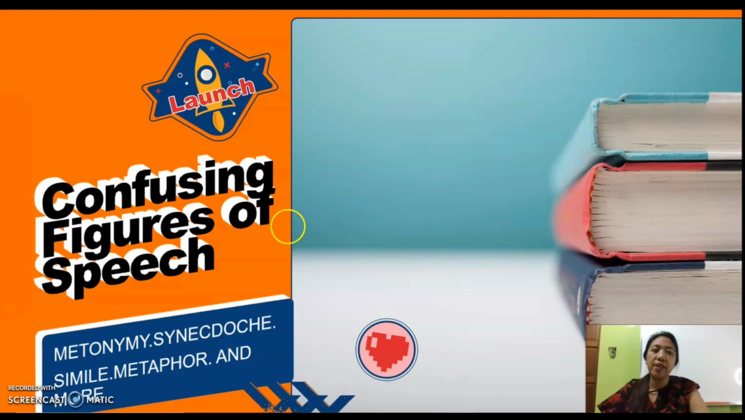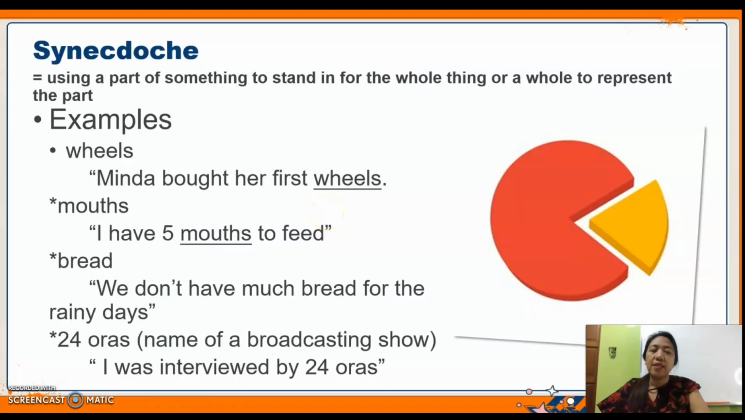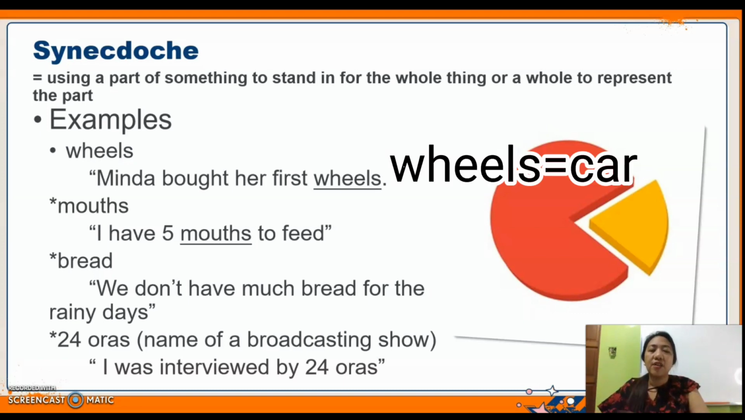Let's talk about some of the most confusing figures of speech. So let's start with synecdoche. This is now the use of a part of something to stand in for the whole thing, or a whole to represent a part. So the big word there is represent. Synecdoche represents. Example, the word wheels. Literally, the word wheels means a part of a car, right? But figuratively, this means a different thing. It means a car. So you say, Minda bought her first wheels instead of saying Minda bought her first car.